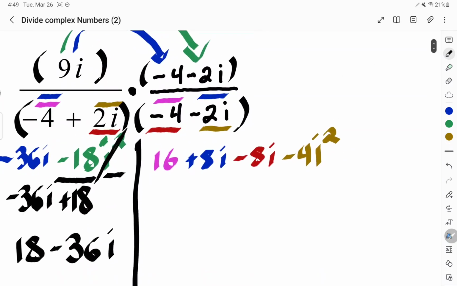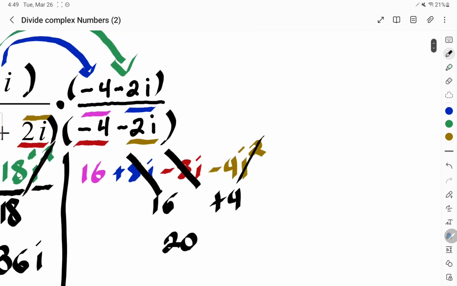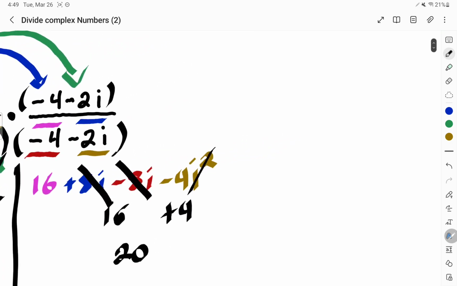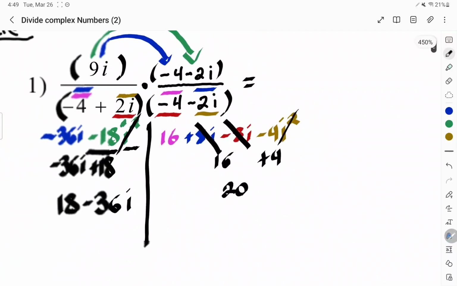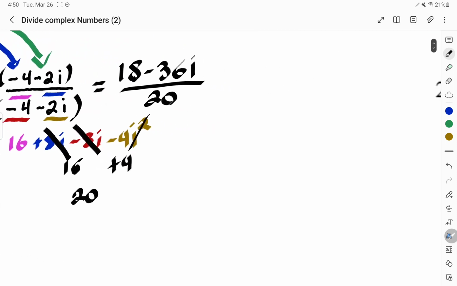Now all we have to do is start simplifying things. So I know that the 8 and the 8 are going to cancel out. Now, if you remember what I told you guys earlier, i squared is going to be erased, and it's going to turn into a positive 4. So technically, I just need to worry about what's 16 plus 4, which is 20. That is it. We are 100% done with this one. So I'm going to go ahead and write my problem. In this case, it's going to be 18 minus 36i over 20.